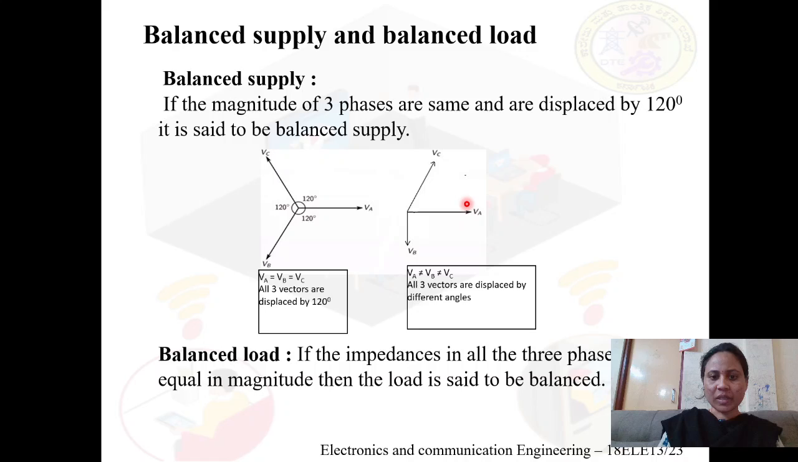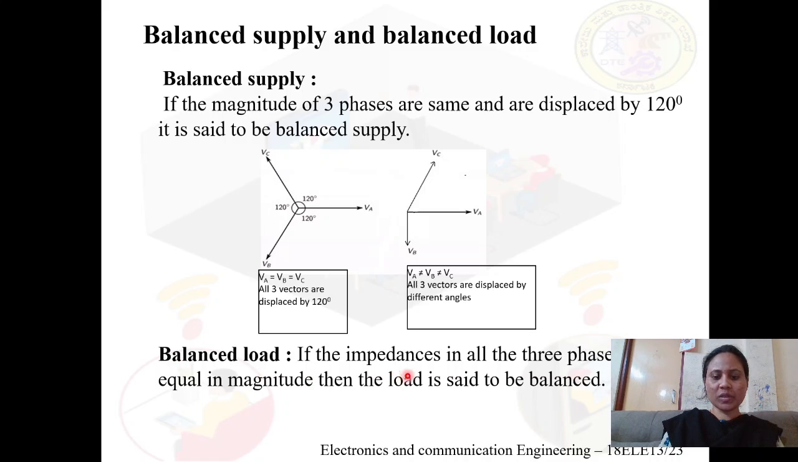But here in the second case, if the phases have different magnitudes, that is if VA is not equal to VB and not equal to VC, then they are called an unbalanced supply. And also each of the phase voltages will have different phase angles. Okay, now what is meant by balanced load?